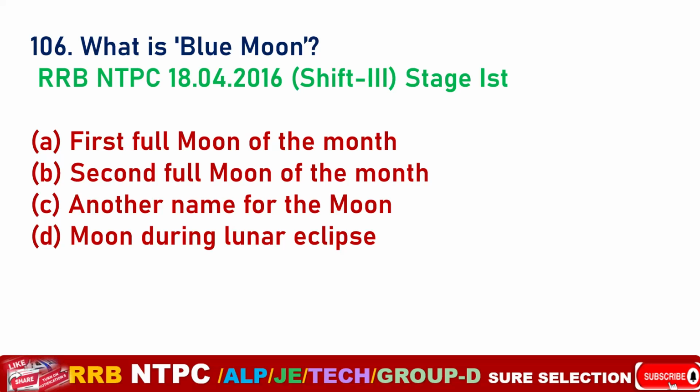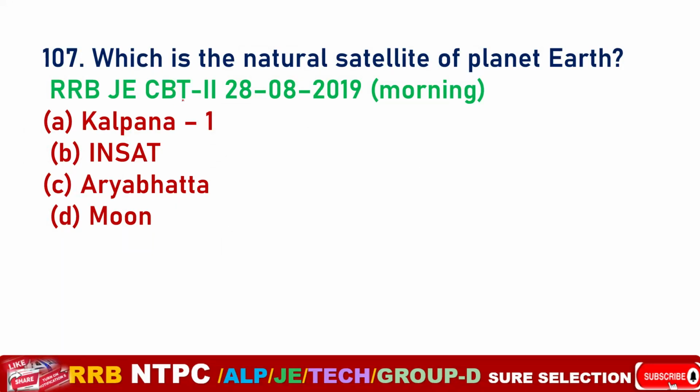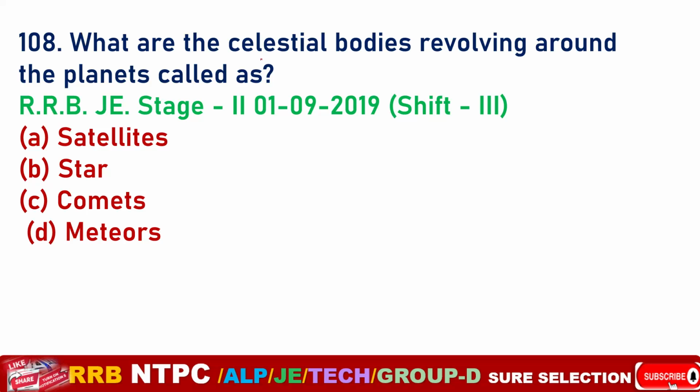What is a blue moon? The second full moon of the month is called a blue moon. Which is the natural satellite of planet Earth? The natural satellite is the moon. What are the celestial bodies revolving around the planets called? They are called satellites.